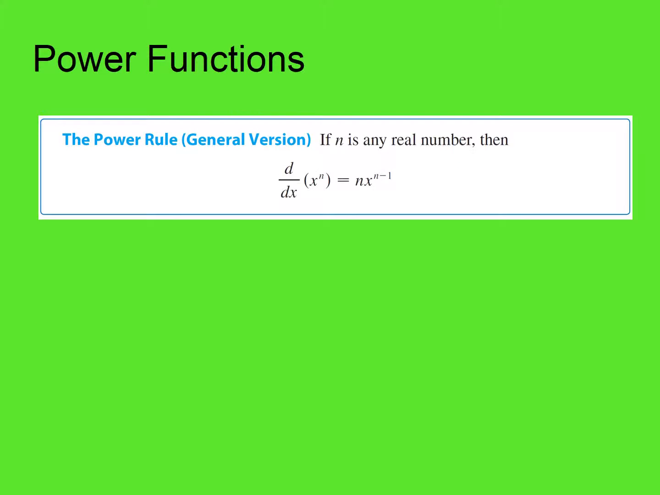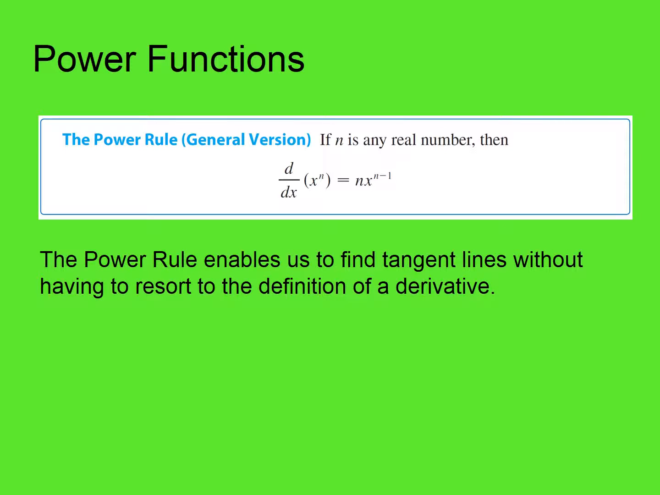In general, here's the power rule. Derivative with respect to x of x to the n is nx to the n minus 1. The power rule enables us to find tangent lines without having to resort to the definition of the derivative. We can use the power rule, and we don't have to think about the limit as h goes to 0 of f of x plus h minus f of x all over h.